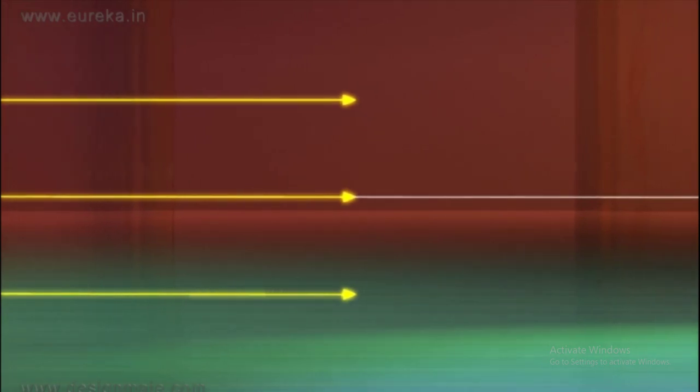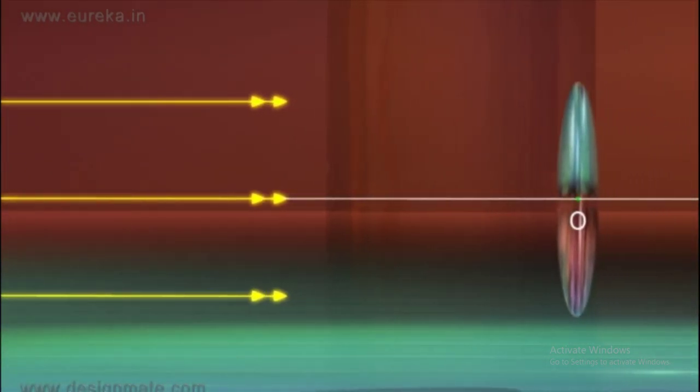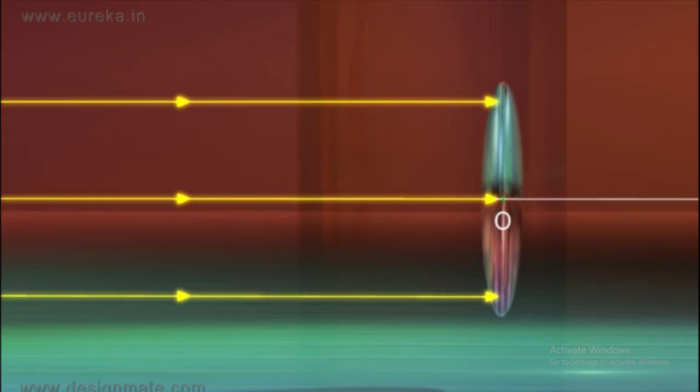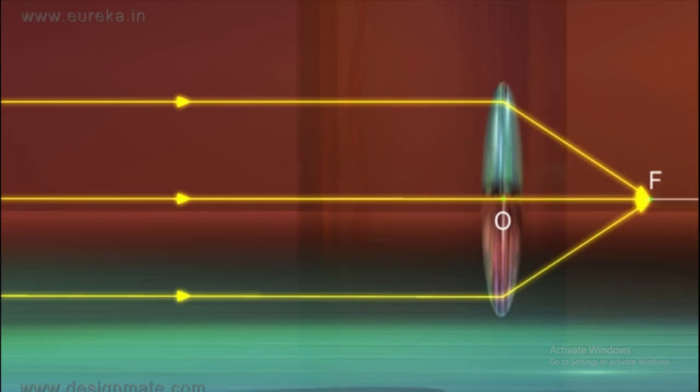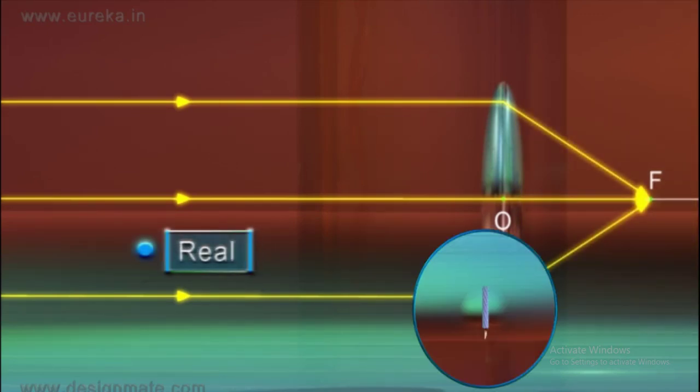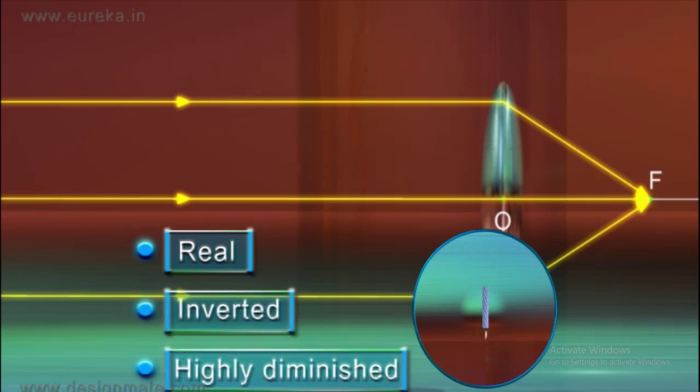In the first case, the parallel incident rays, after passing through the lens, get converged to intersect at the principal focus F on the other side of the lens. Due to this, a real, inverted, and highly diminished image is formed at the focal point.